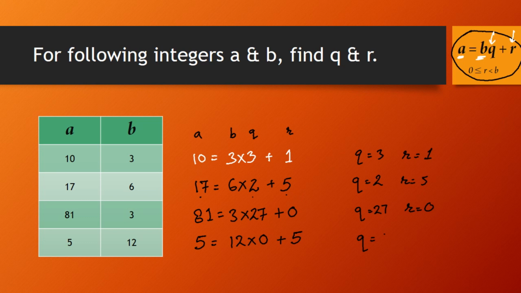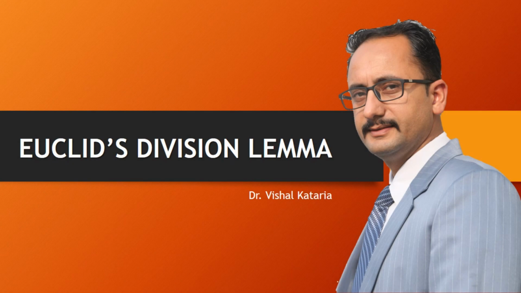So this is how we can write two numbers a and b in the form of a equals bq plus r, where q and r are unique integers, positive integers in fact, and the value of remainder has to be greater than or equal to 0 but less than the value of divisor, that is b. So this was all about Euclid's division lemma.